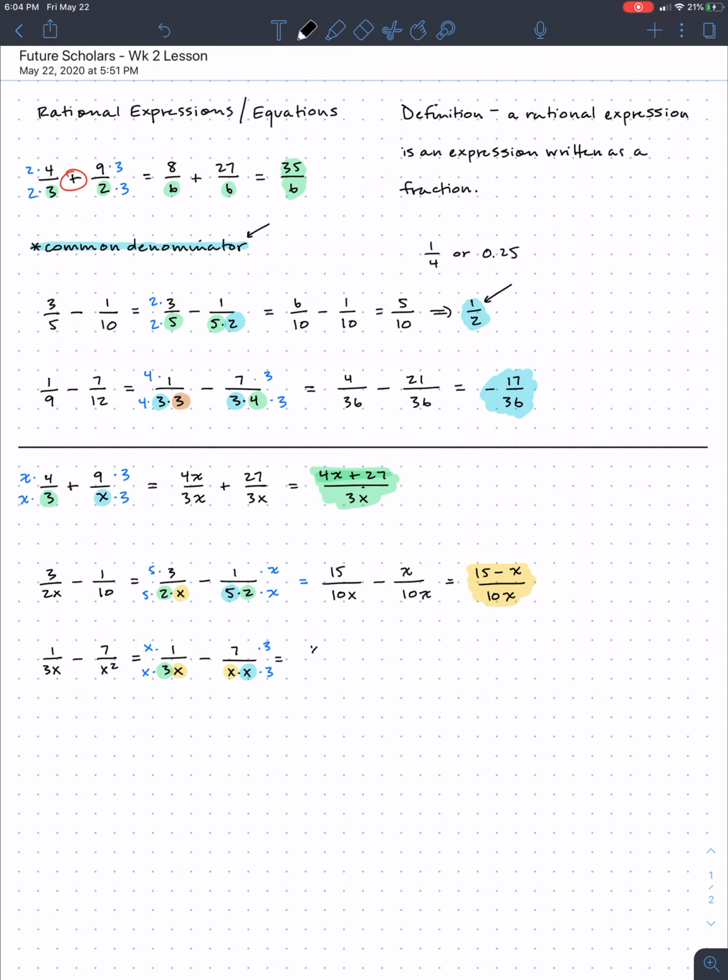So I have x over 3x squared minus 21 over 3x squared, so x minus 21 over 3x squared. And there's our answer.